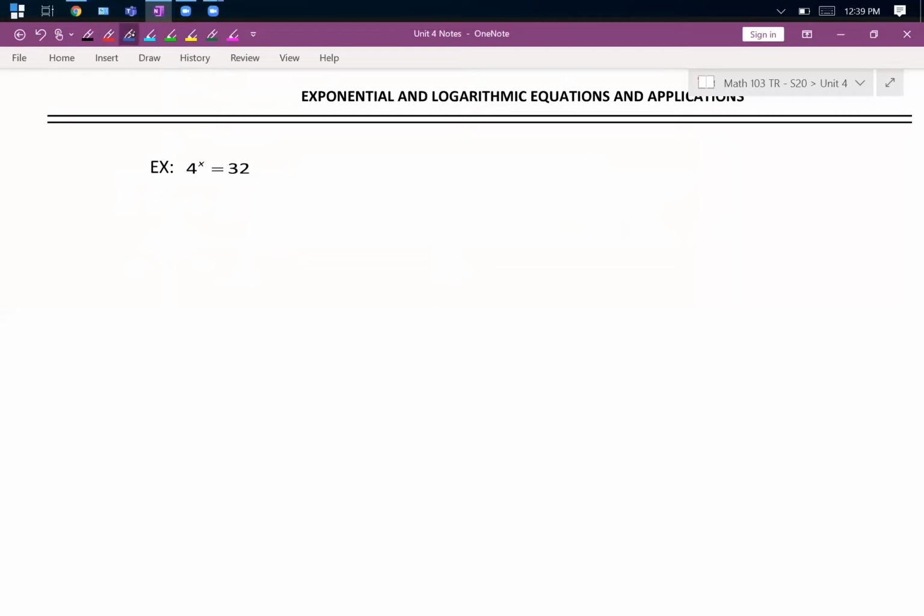2 squared. So this is going to be 2 squared raised to the x. And when we have a power raised to a power, we multiply our exponents. All right, well, now we have a base of 2. Let's look at 32. Can 32 be rewritten as 2 raised to some power? 2 to the 5th. That's 2 to the 5th power.